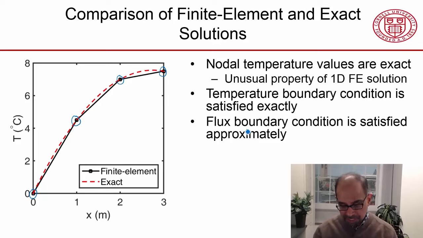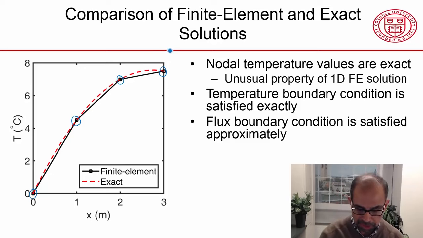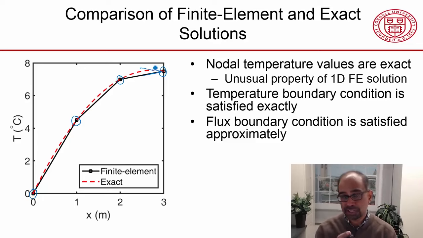In contrast, the flux boundary condition is satisfied approximately. To see that, we look at the slope, because the flux is proportional to the slope of the temperature curve. In the exact solution, the slope is something like that. And in the finite element solution, the slope is like that. And so you see there's a mismatch between the two. So the flux that we specify is not satisfied exactly. And that's usually the case.